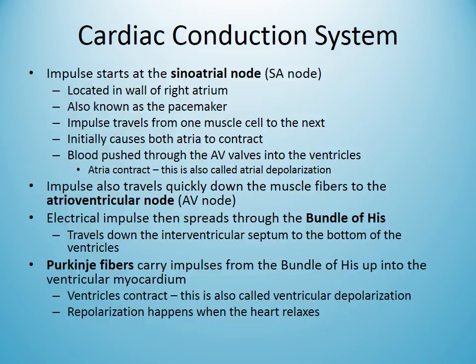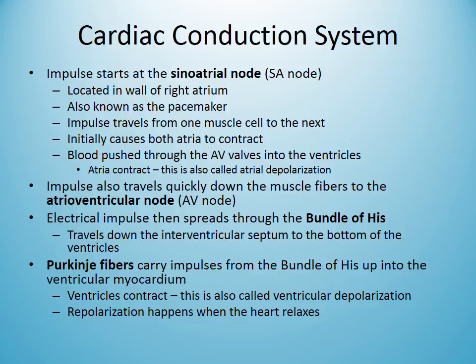So the impulse starts at the sinoatrial node, like I said. It's located within the right atrium, also known as the pacemaker. So when you hear of someone getting a pacemaker, they're getting basically an artificial SA node, which is going to initiate that electricity to cause that one heartbeat.